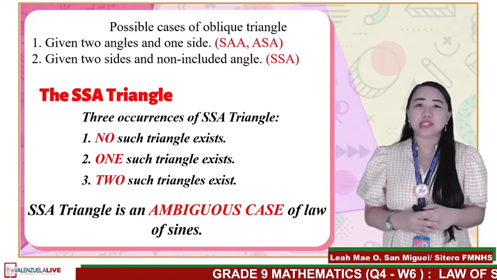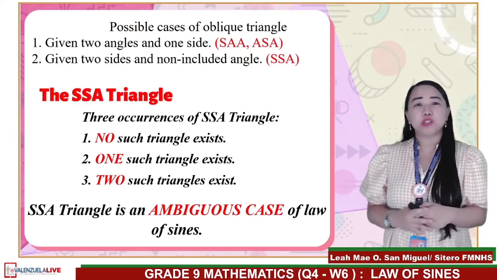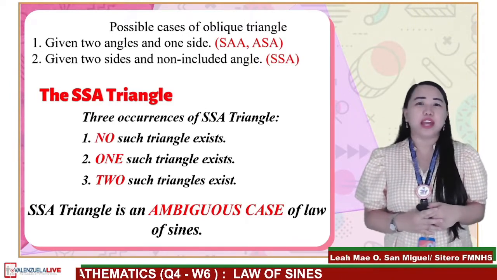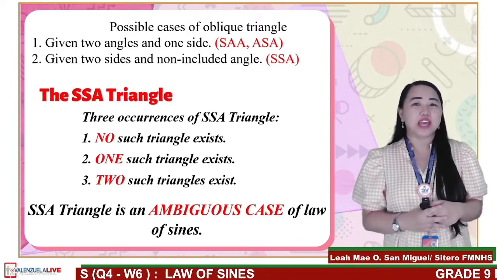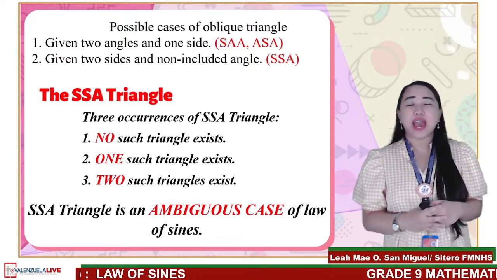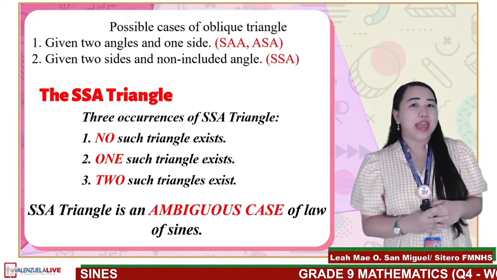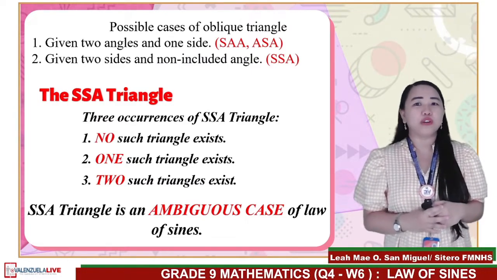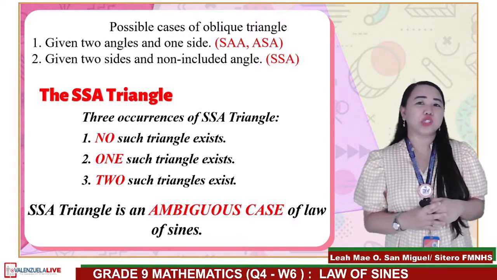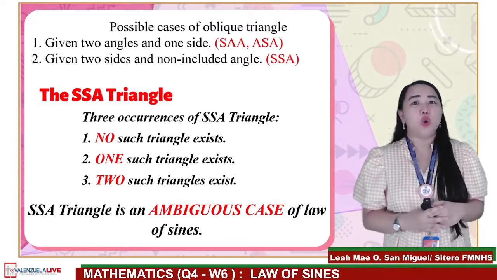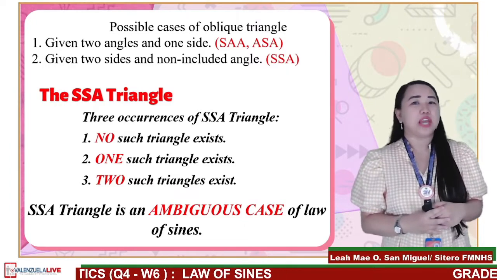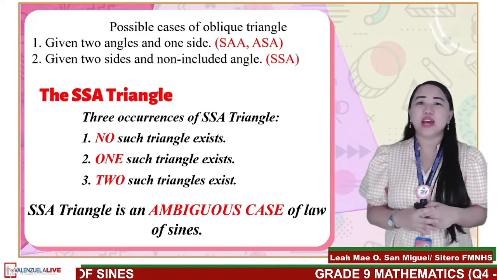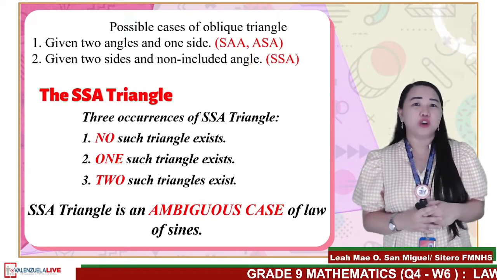The two possible cases of oblique triangle that can be solved using law of sines are given two angles and one side, or the ASA triangle, and given two sides and a non-included angle, or the SSA triangle. The SSA triangle has three occurrences. 1. No such triangle exists. 2. One such triangle exists. And 3. Two such triangles exist. That is why this triangle is called the ambiguous case of law of sines.